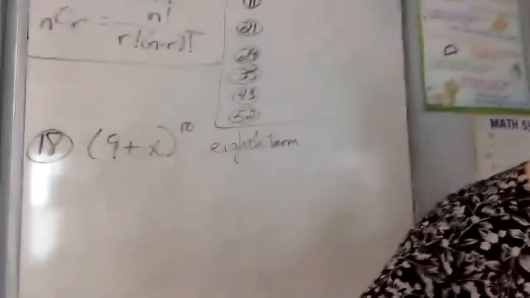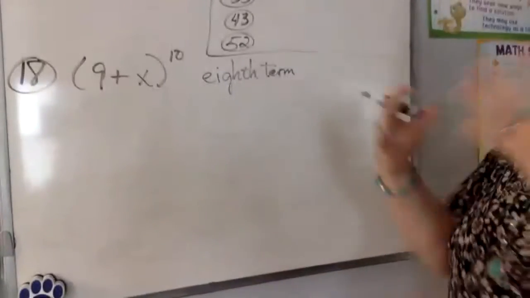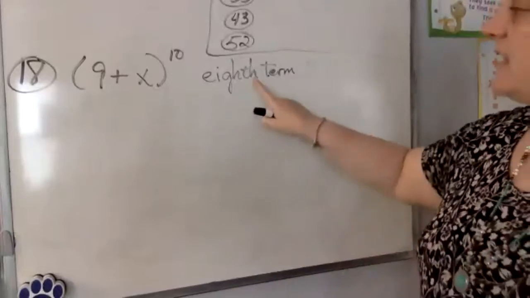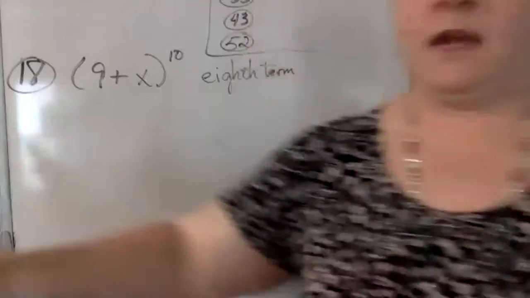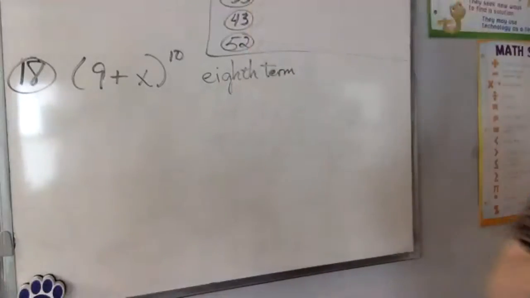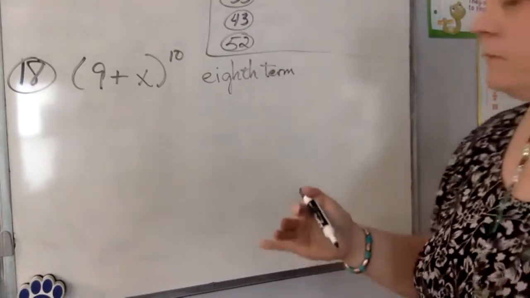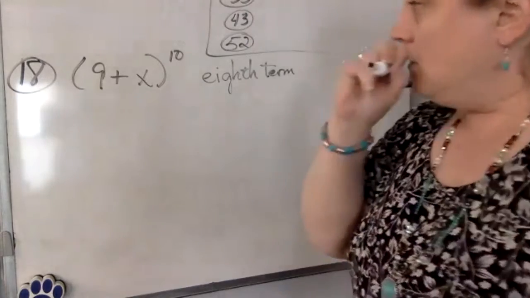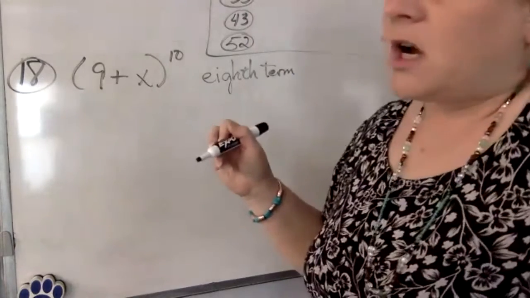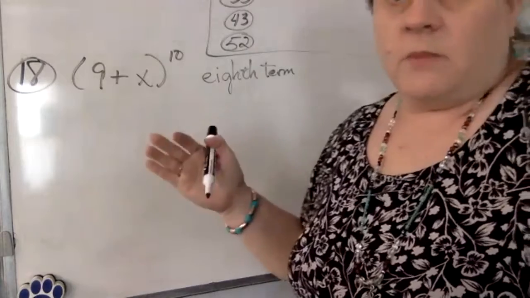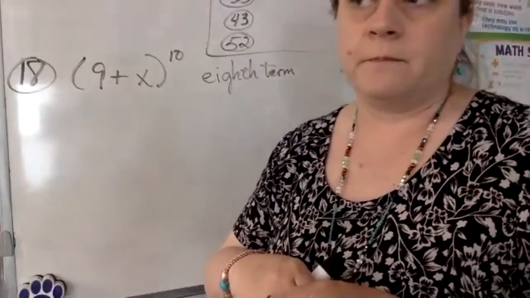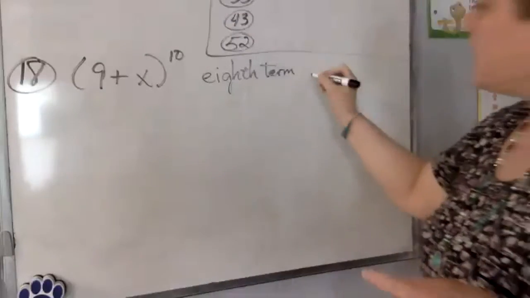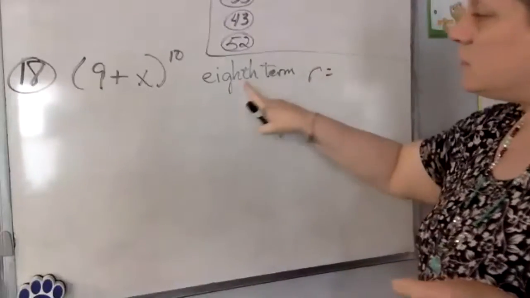All right, so number 18, it doesn't want the whole expansion. It just wants the 8th term. So we're not doing all of that mess for the whole thing. We're only doing the 8th term. So since we're doing the 8th term, that means our R is going to be 8. What number? We have to figure that out. In our first term, R was equal to what? 0. So to find R, what you do is you take this.